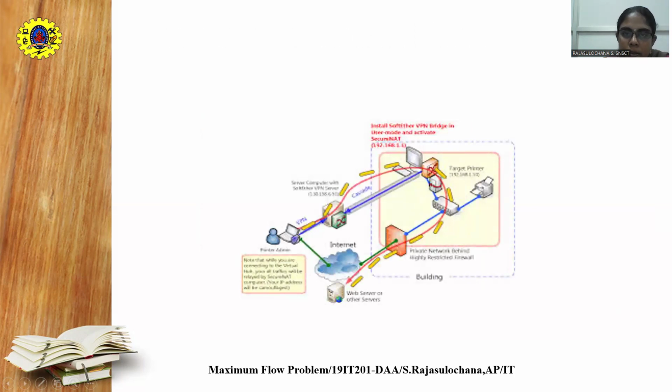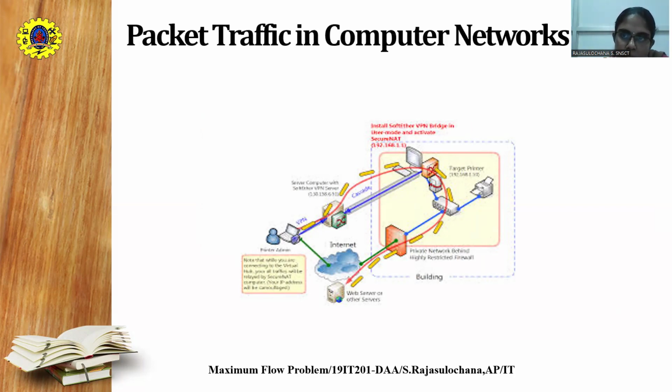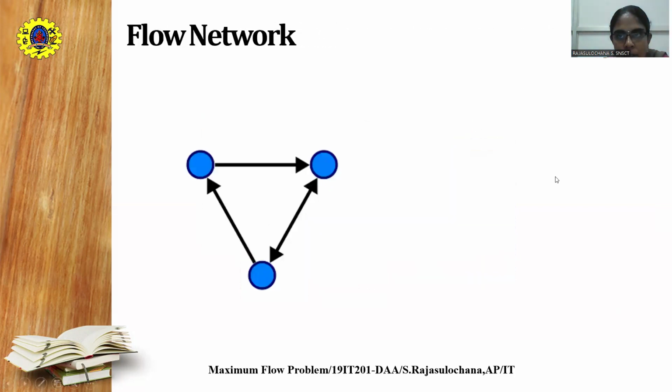Take one more example. This is a computer network. On the internet, information is shared or transferred in terms of packets. The number of packets passing through each path is termed as the flow of packets. So these are various examples of flow. Packet traffic in a computer network can also be considered as flow.